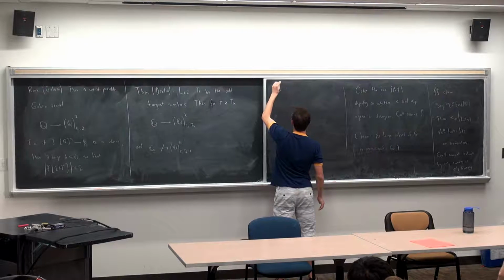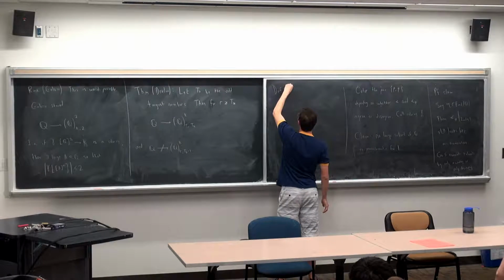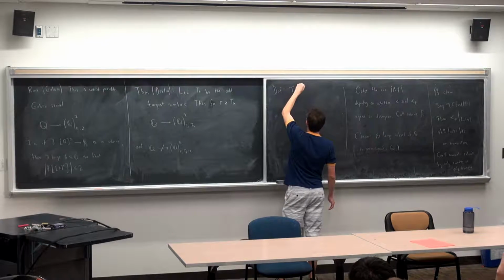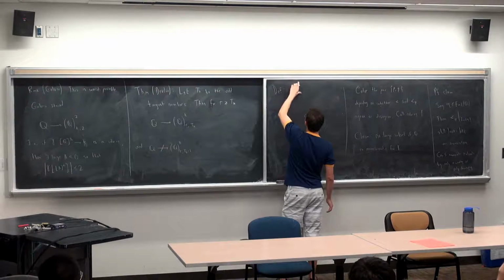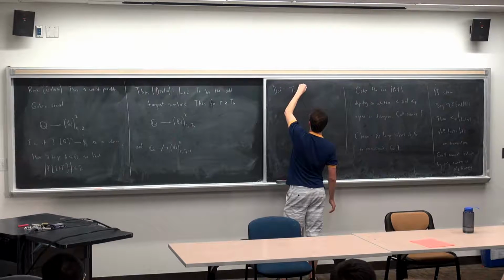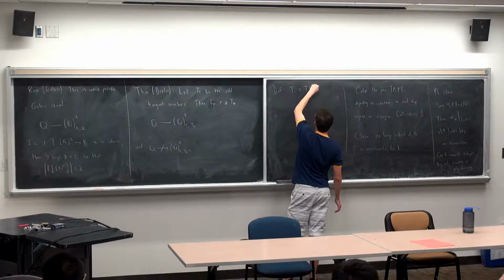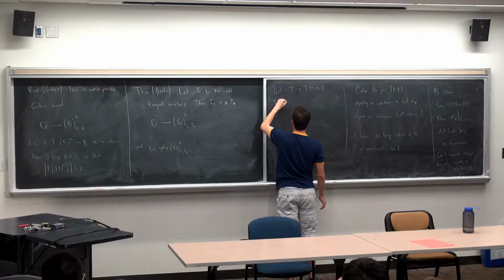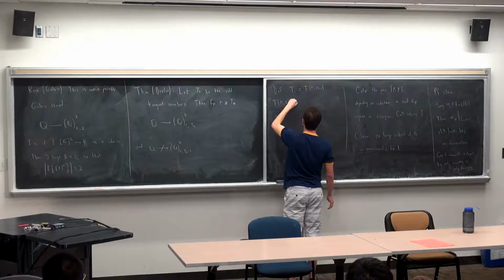Definition. Tk is equal to, or I'm going to say Tn is equal to Tn minus 1. Tnk is defined recursively.